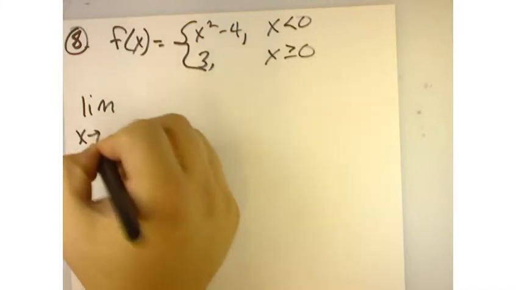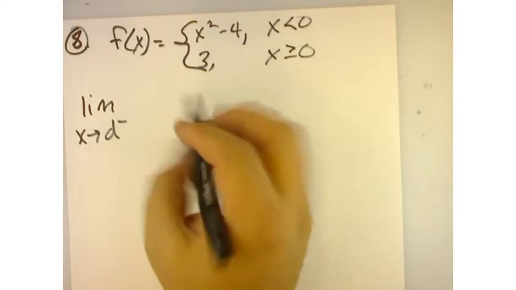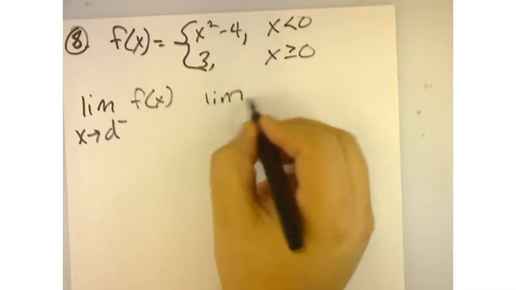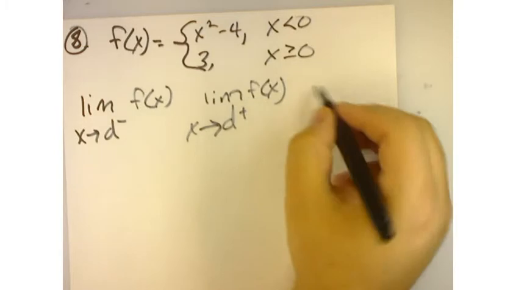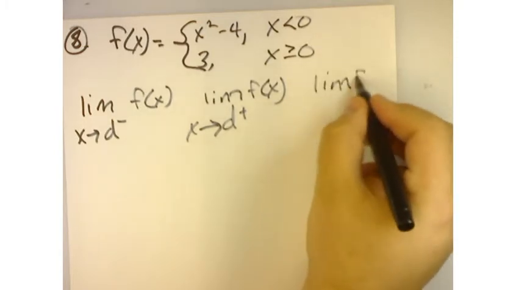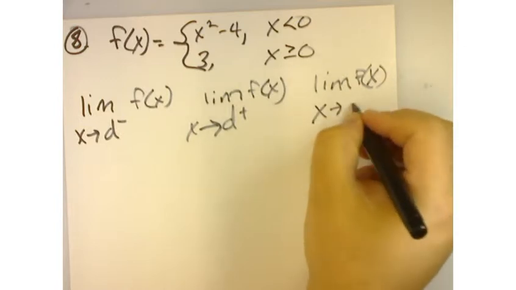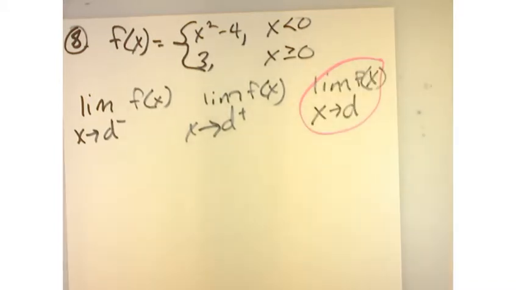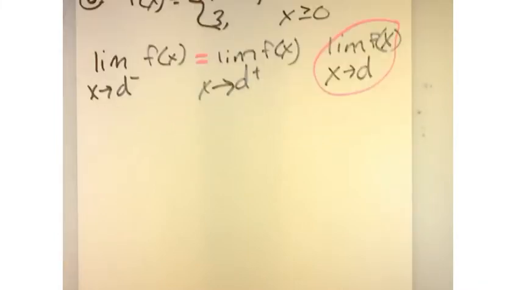Find the limit from the left-hand side of f of x, find the limit of f of x from the right-hand side, and then find the two-sided limit. Okay, now the reason they're having you do this: a two-sided limit only exists if these two limits are the same value. That's just like what we said before.